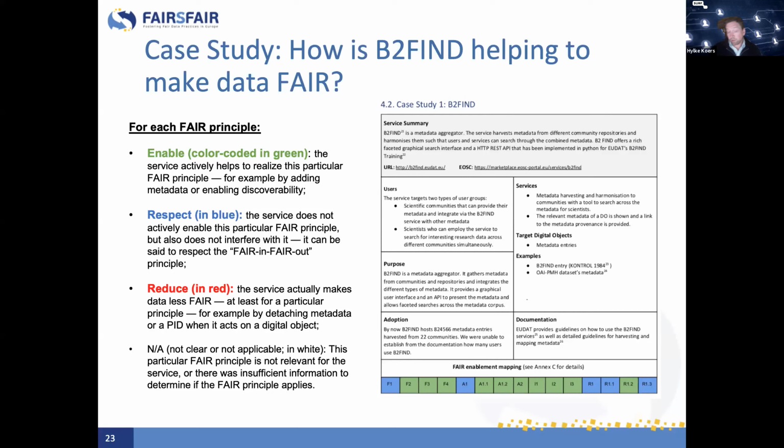It could also be that the service actually reduces the level of fairness of an object that it acts upon. And in some cases, this is just orthogonal. The service has nothing to do with this particular attribute of FAIR.